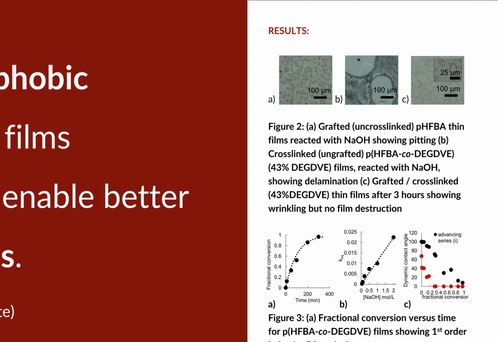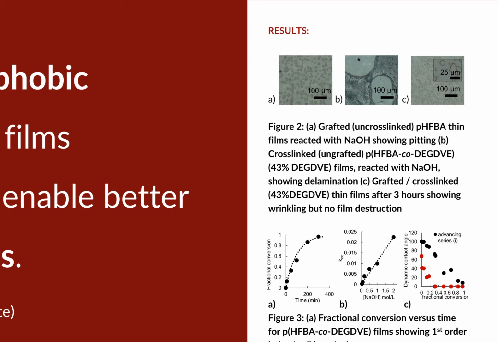So moving on to our results, figure 2a shows that the uncross-linked films disintegrated during the hydrolysis reaction. This is because the product of the hydrolysis reaction is a soluble polymer, polyacrylic acid, and so as the reaction proceeds, the film slowly dissolves. Figure 2b shows that the cross-linked but not grafted films delaminated during hydrolysis. This happens because even though it was cross-linked, the adhesive forces between the film and the substrate are weak, and when it becomes hydrophilic during the reaction, the film peels off.